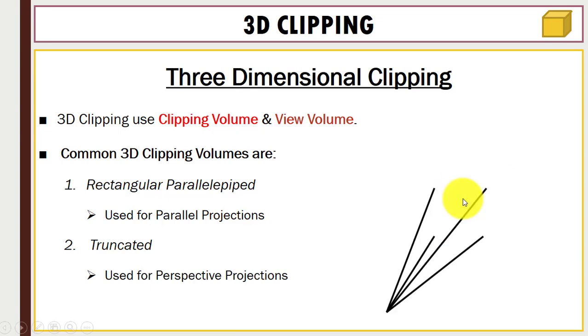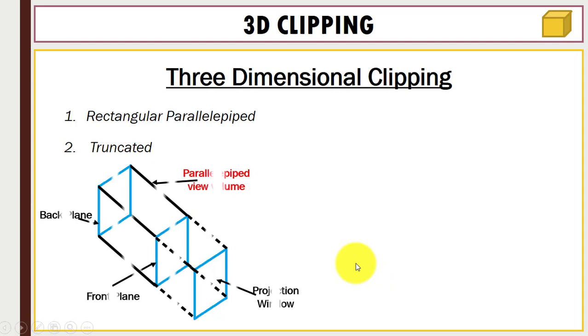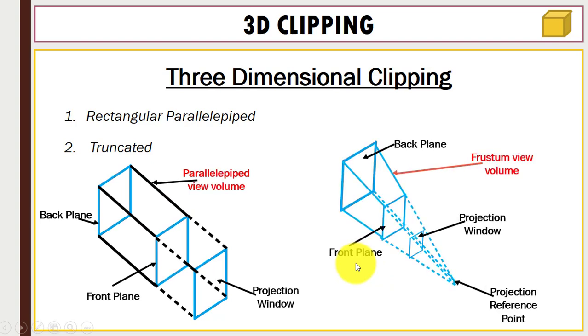We use this for the parallel projection. You can see here the parallel lines, and this is the example of a truncated viewing volume, that is used for the perspective projection. Here you can see a further example of these two volumes. This one is for the parallel projection and this one is for the perspective projection.